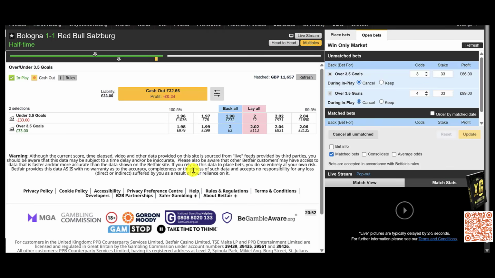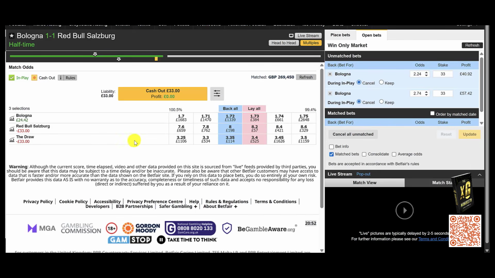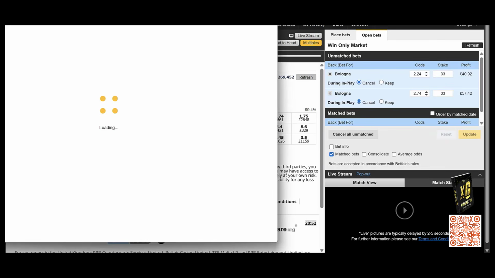So let me show you what I've got set up here. We're going to go on 2 markets. So I'm going to get involved on the match odds market. Now we do know that with time, Bologna's price is going to drift, and so we will take advantage of that.